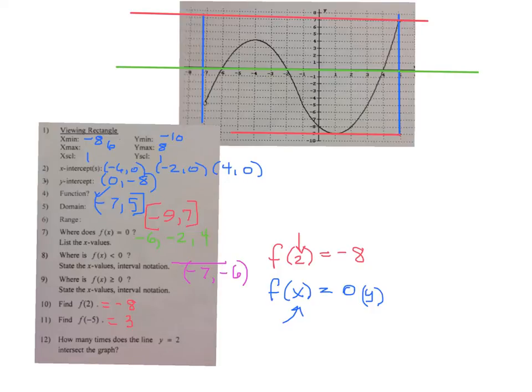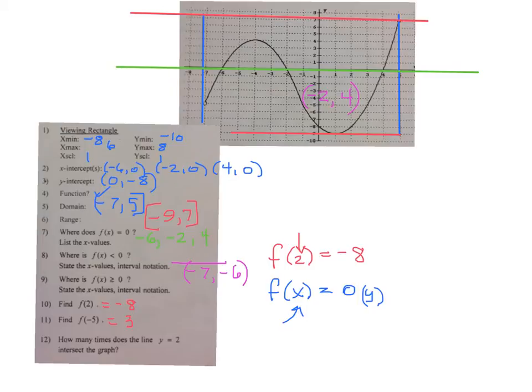I also have an interval where it's less than 0 from here to here. So that would be from -2 to 4. And I don't want to equal 0, so those would be open parentheses also.